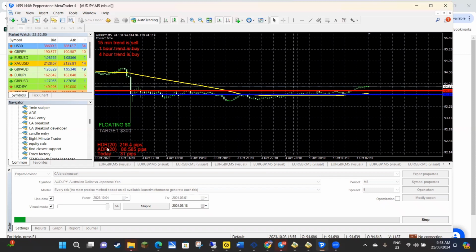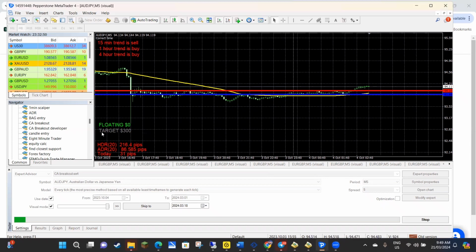Now, the software uses the average daily range calculation as part of its internal calculations. But this display is just very handy if you do a bit of manual trading yourself. It's a handy little bit of information that you can just quickly access by looking at your chart.